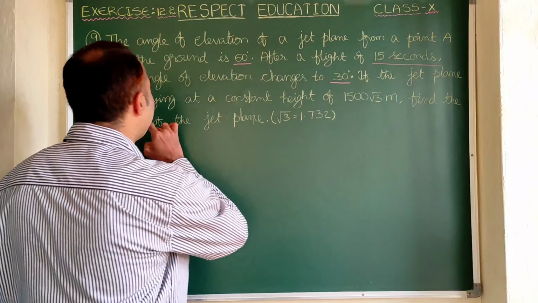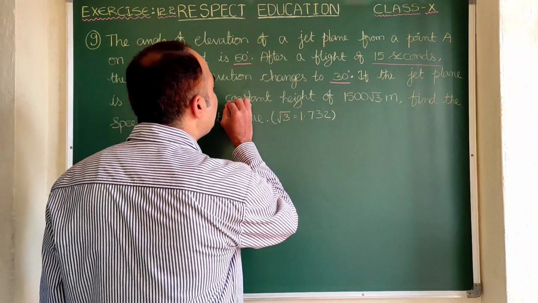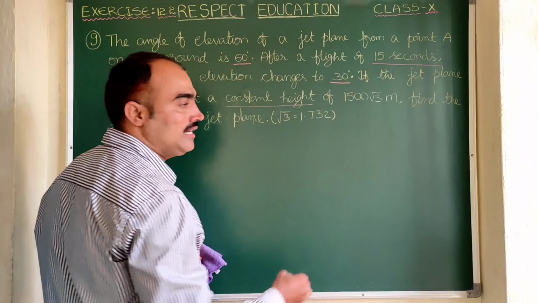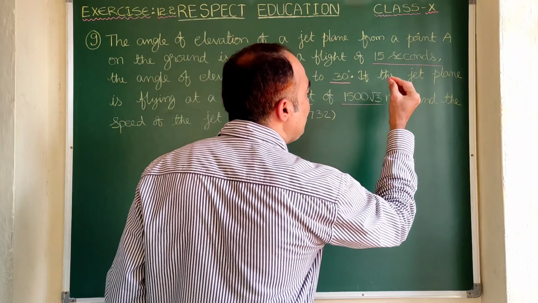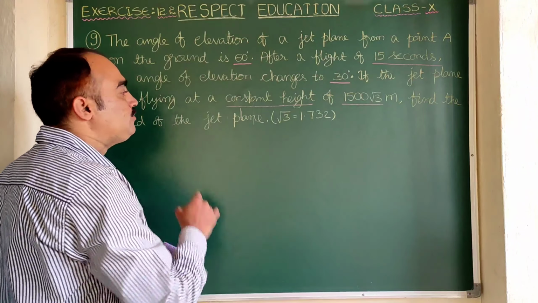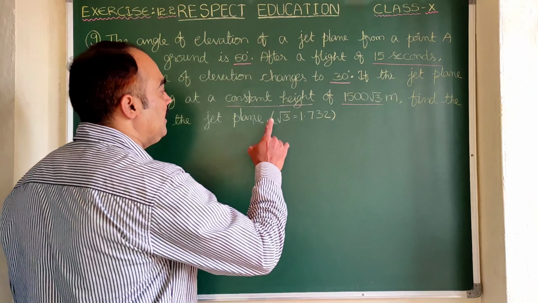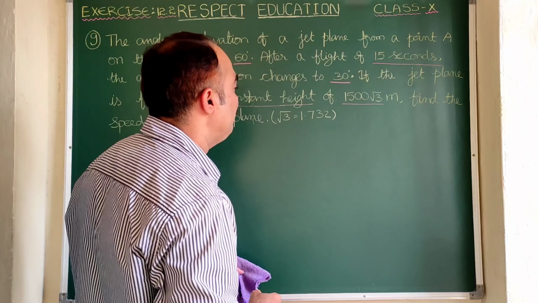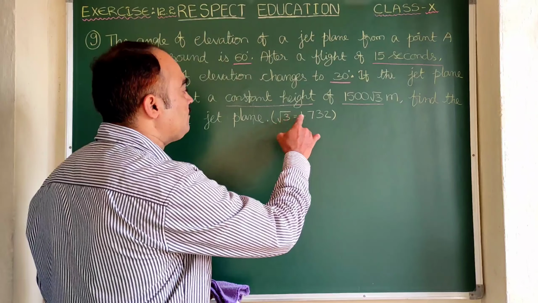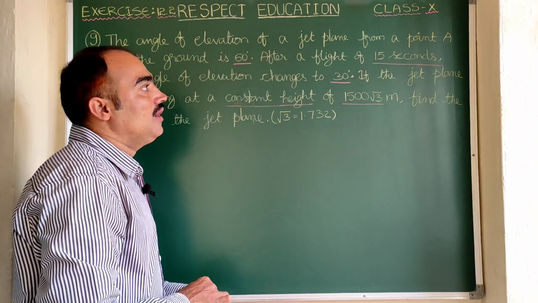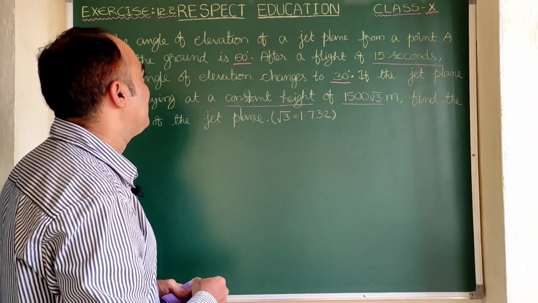If the jet plane is flying at a constant height of 1500 root 3 meters, then find the speed of the jet plane. Here we can use the value of root 3, wherever we get it, as 1.732. Now let us draw a suitable diagram.